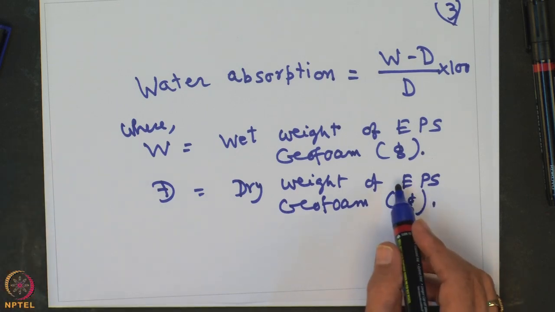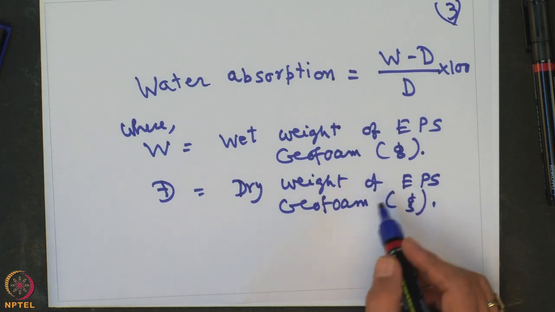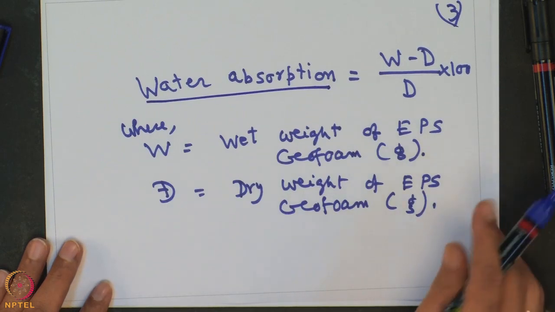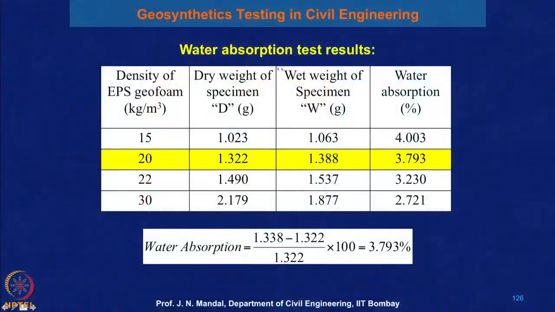So, if you know the weight and the dry weight, then you can calculate the water absorption capacity. I am showing you a table on how to calculate it. Here you can see the water absorption test result. This is the density of the geofoam in kg per meter cube, with different densities 15, 20, 22, 30. I will show you only the water absorption capacity for 20 density.